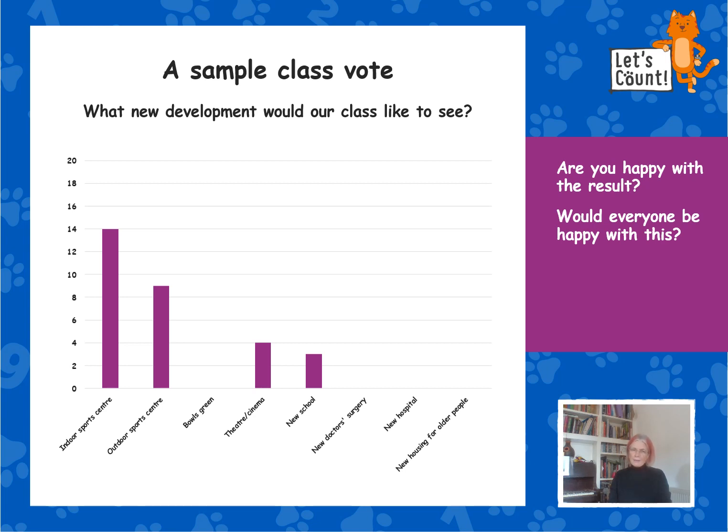Have a talk about this and discuss whether your class vote really represents the views of all the people who live in your local area. Would everybody where you live be happy with this result? Pause the recording while you talk.